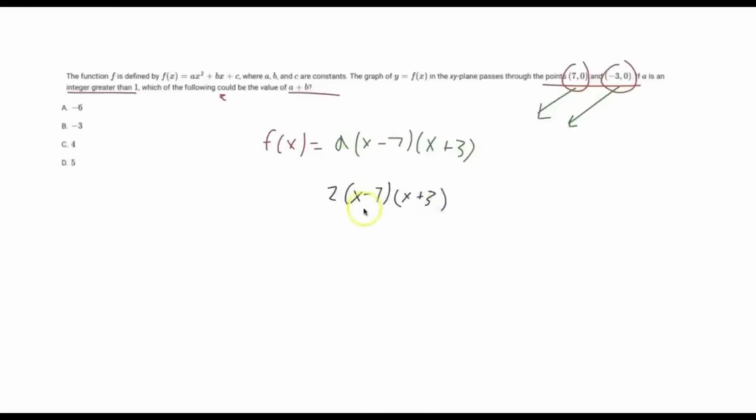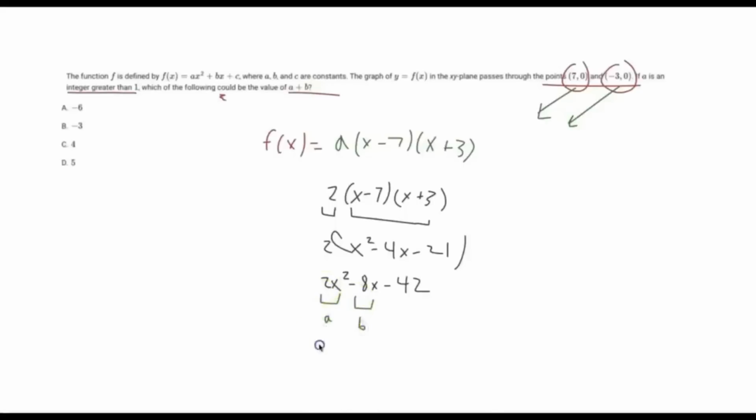So now we can just expand this out. So let's just do this part first. So we have x squared, and then we'll get negative 4x, and then minus 21. So then we have to apply the 2 right here to the outside. So then we have to multiply this entire thing by 2. So then we get 2x squared minus 8x minus 42. Right, there we go. So it says, which of the following could be a value of a plus b? Well, here is our a value, and our b value right here.